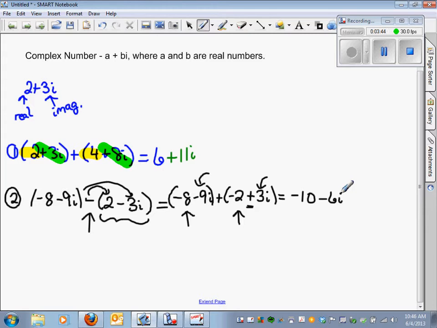Notice that when we did this addition and when we did the subtraction, the answers were themselves also complex numbers. What this means is that the complex numbers are closed under addition and subtraction, meaning that if you add two complex numbers or subtract two complex numbers, you will get a new complex number.